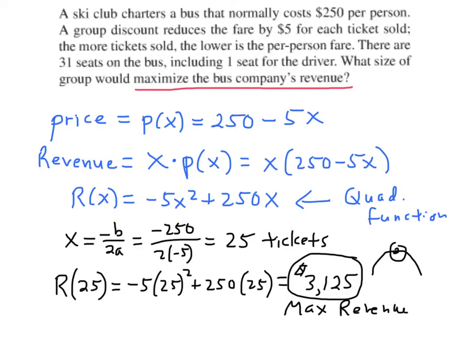So finding the maximum revenue involves first finding an equation for the price, then multiplying that by x to get an equation for the revenue, which is usually going to come out to be a quadratic function. And then we can use our vertex formula to find where that maximum occurs.